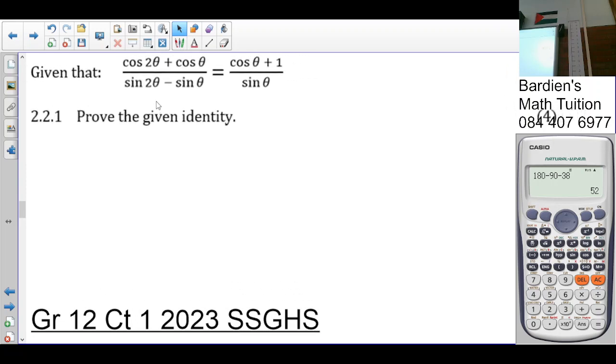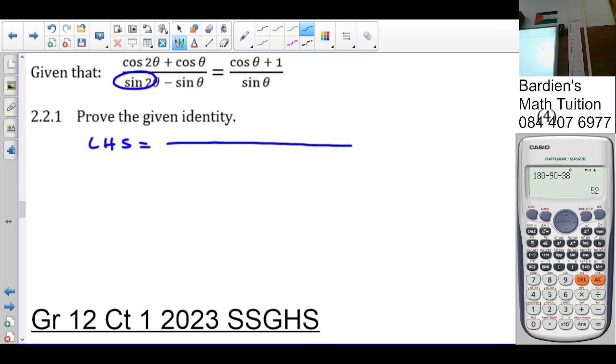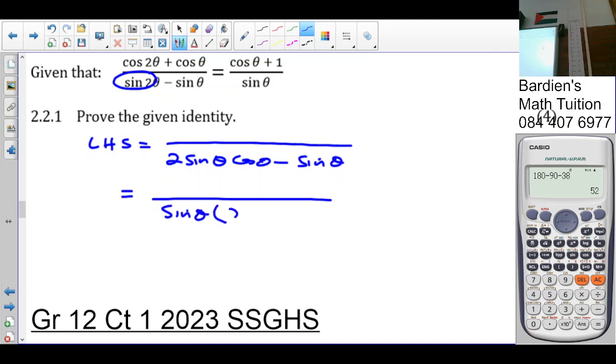2.2. We are given that (cos 2 theta plus cos theta) over (sine 2 theta minus sine theta) is equal to something. Again, it's an identity. We need to prove the identity. So let's go. The left hand side is more complex. If I look at the denominator, sine 2 theta goes into 2 sine theta cos theta minus sine theta. In the denominator, I can take out sine theta as a common factor. Then I'm left with 2 cos theta minus 1.